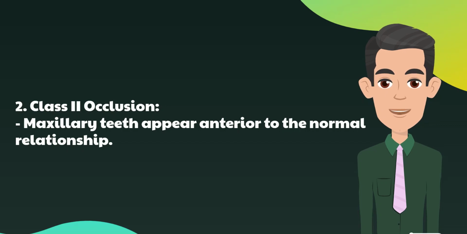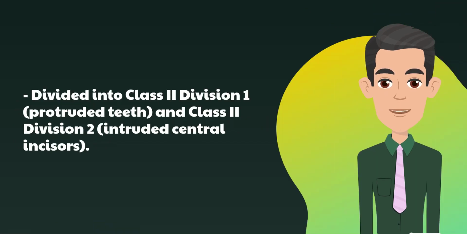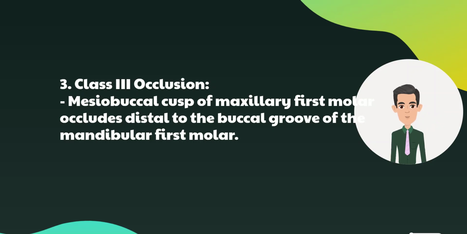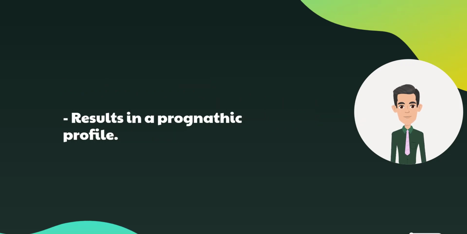2. Class 2 occlusion, maxillary teeth appear anterior to the normal relationship. Divided into Class 2 Division 1, protruded teeth, and Class 2 Division 2, intruded central incisors. 3. Class 3 occlusion, mesiobuccal cusp of maxillary first molar occludes distal to the buccal groove of the mandibular first molar. Results in a prognathic profile.